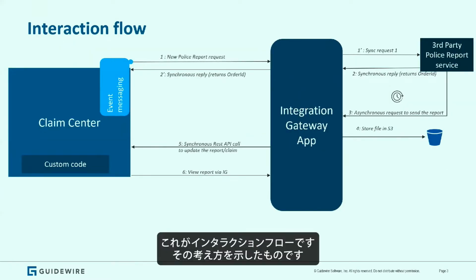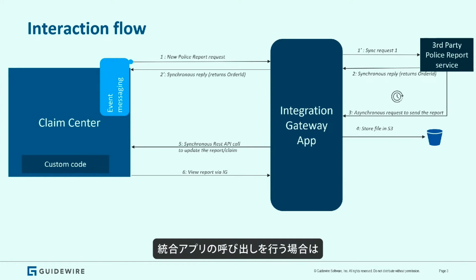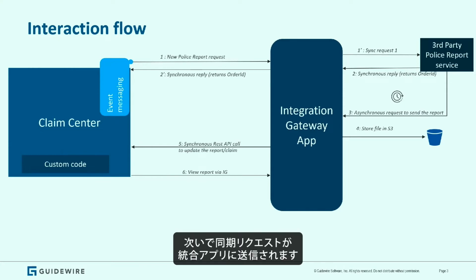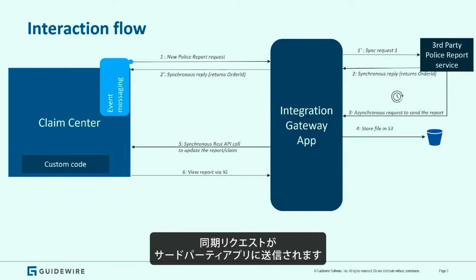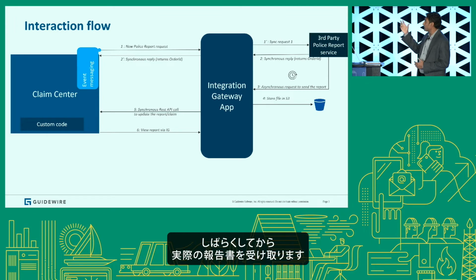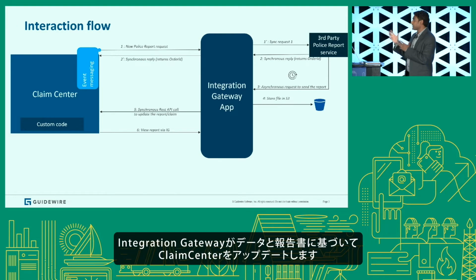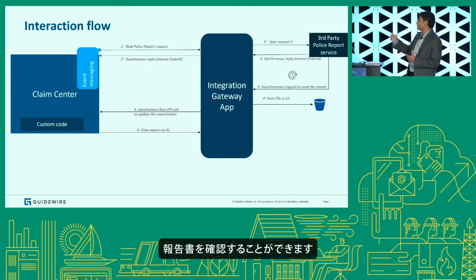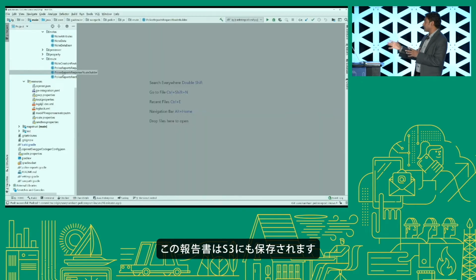So here is the interaction flow, just to give you an idea, right? So Claim Center, when it invokes the integration app, puts a message into the event queue, which sends a synchronous request to the integration app, which sends a synchronous request to the third-party app. And then you get a sync request-response paradigm, basically. After a while, you receive the actual report. The Integration Gateway updates your Claim Center with the data and also the report. When you come back and want to view the report, you can view it. We also store that report in S3.